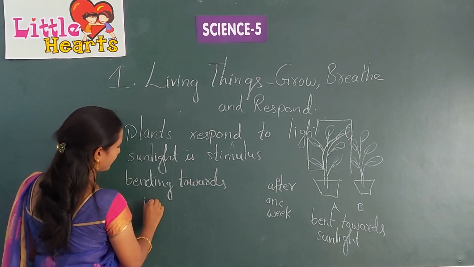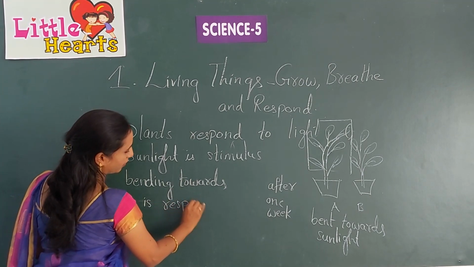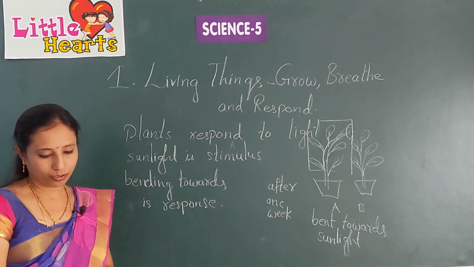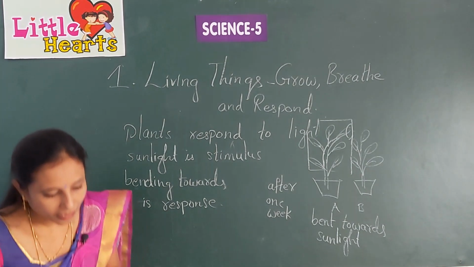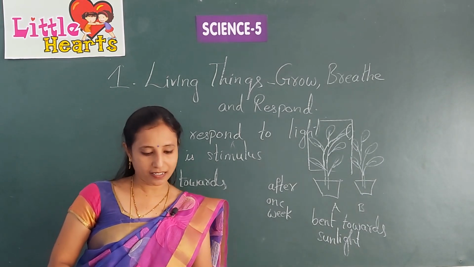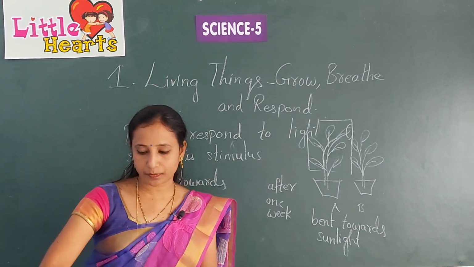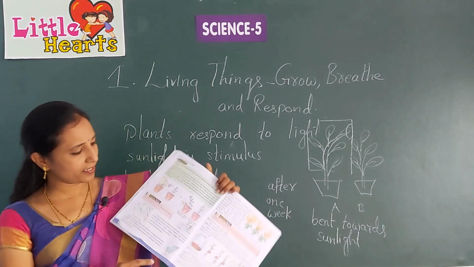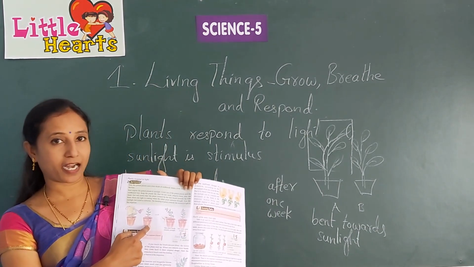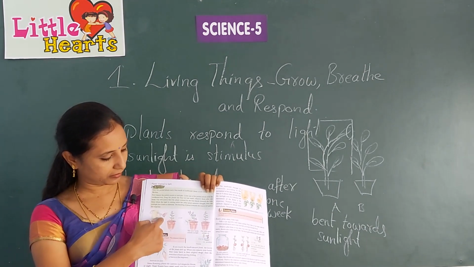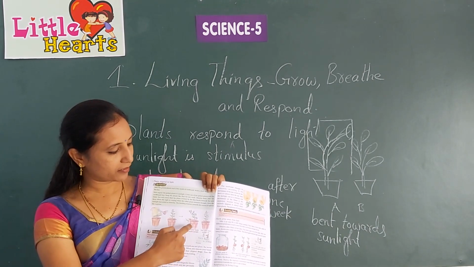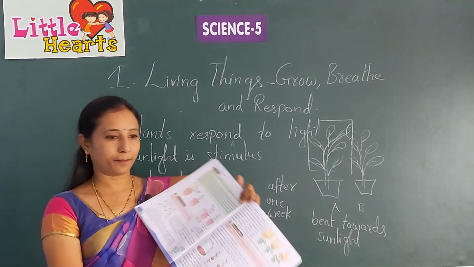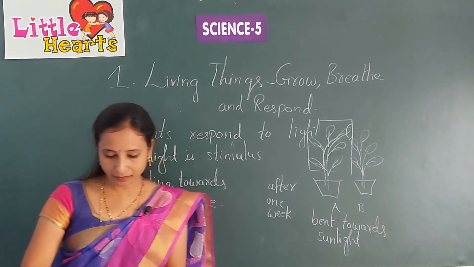Bending towards the light is the response. This same activity is given in your textbook, page number 8. If you look at this, you can see plant A and plant B. Plant B is covered with cardboard, and plant A is bent towards the sunlight, on the side where the hole is given.